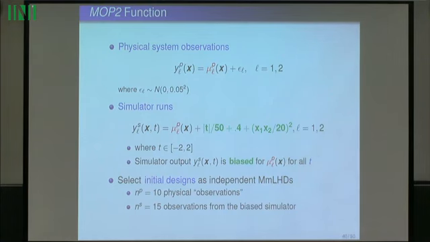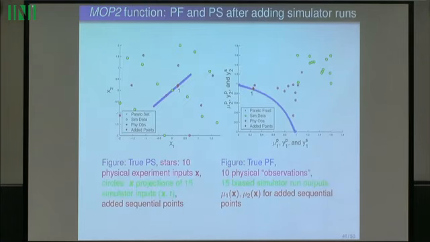Let me go back a minute. Okay, so the truth is in blue. Because I can compute this for this example, I know this is the Pareto set corresponding to this Pareto front. The green points here are the x's that went into the simulator. Here's the biased output. The pink points are the so-called physical observations, and they're here. We've got a couple of them close to the true Pareto front, but most of them are far away because the actual x's we picked are far away from the Pareto set.